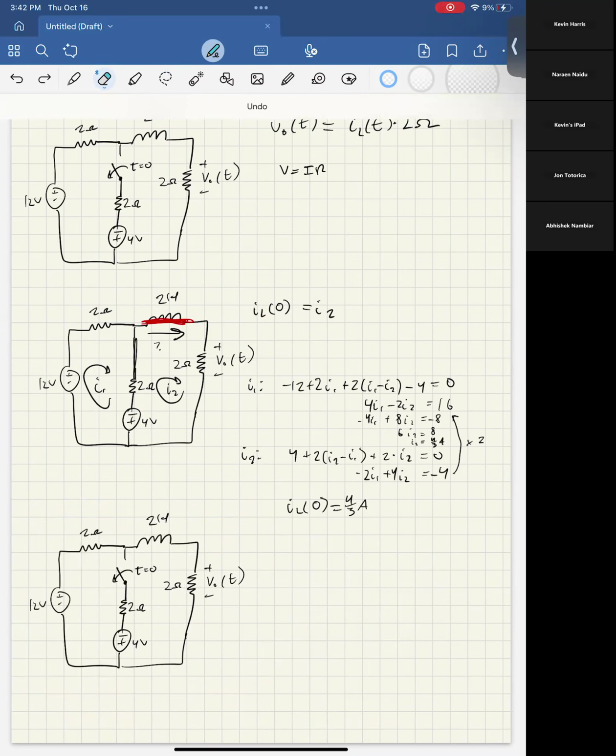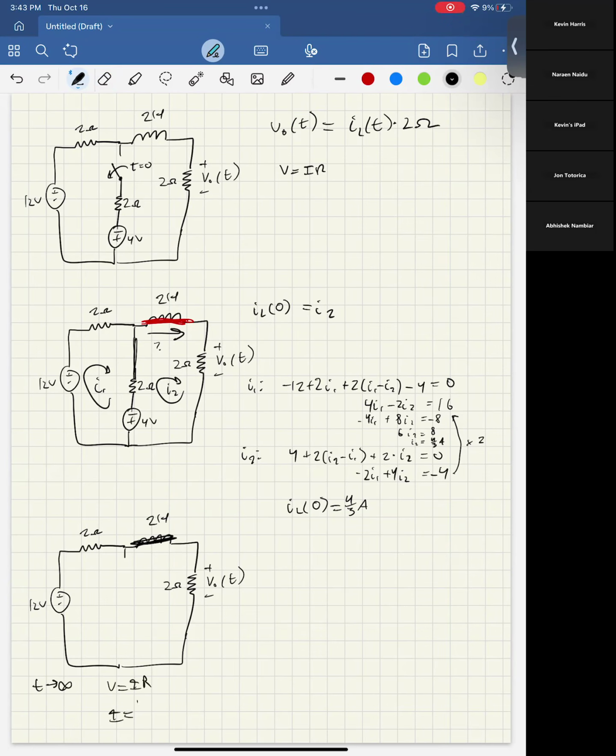Oh wait, no. For time is greater than 0, now the switch has moved, so this part is no longer connected. We can ignore all of this. And now, finding the current here is very straightforward for t goes to infinity, right? Because if this is a short, then it's just V equals IR, I equals V over R, and we just have two resistors in series. So it's going to be 12 over 2 plus 2, which is going to be 3 amps.